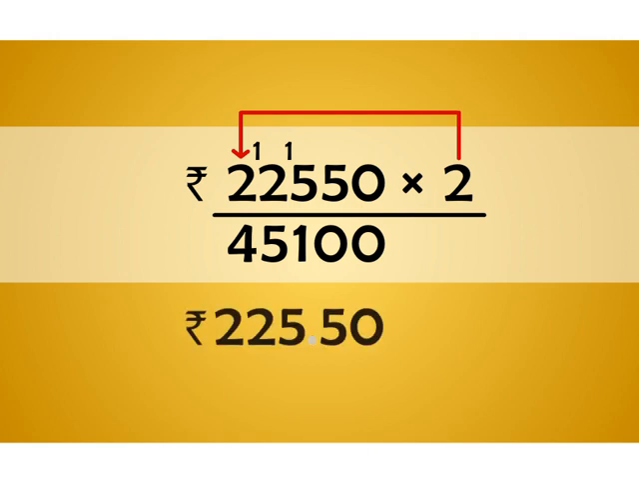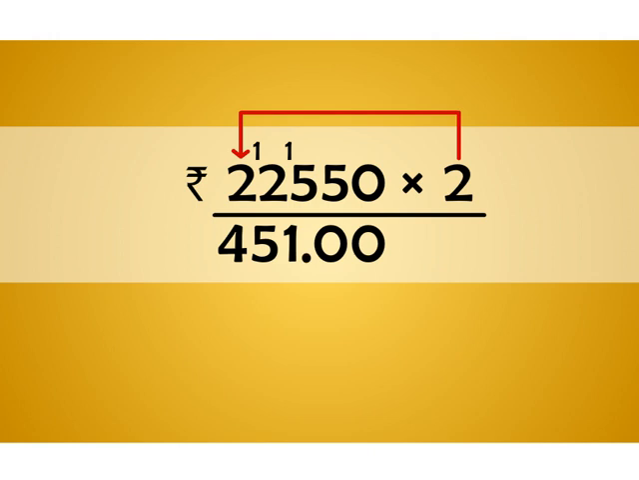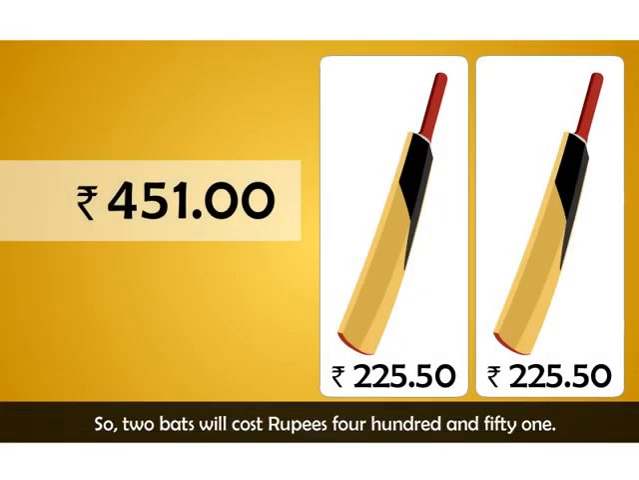In the first number, the decimal point was before the digit in the tens place. Put a decimal point in the same place for the product, that is, before the tens position. So, two bats will cost rupees 451.